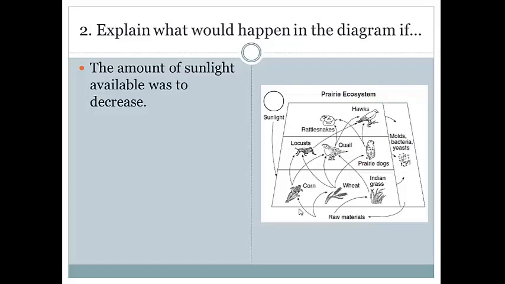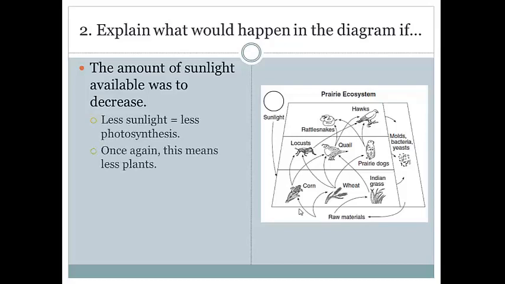So the next question asks, what would happen to the prairie ecosystem if the amount of sunlight was to decrease? Again, sunlight is needed for photosynthesis. So with less sunlight, we have less photosynthesis. So it means that we'll have fewer plants. There'll be less biomass at the bottom of the pyramid. So fewer producers means fewer consumers. So if I make the base of my pyramid smaller, all the layers on top of that base are going to have to be made smaller too.